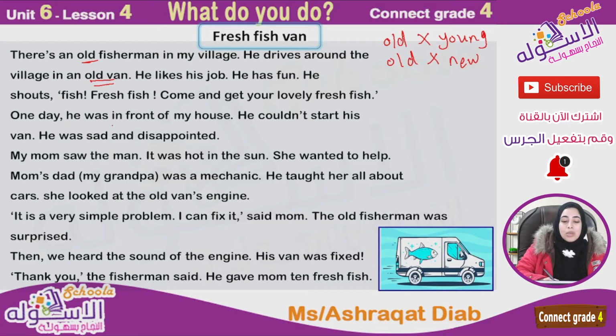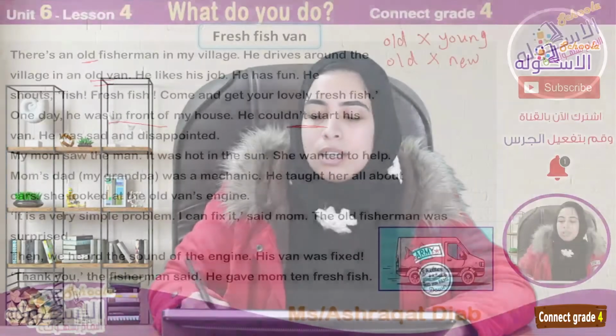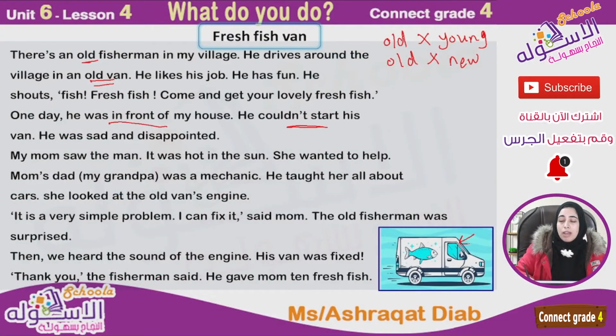One day he was in front of my house. في يوم he was in front of my house. in front of معناها أمام. اوكي، يبقى he was in front of my house. He couldn't start his van. couldn't start his van معناها انه ما كانش عارف يشغل الفان بتاعته. van اللي هي زي ما احنا شايفين هنا كده في البيكتشر دي اسمها van. تمام، so he couldn't start his van.